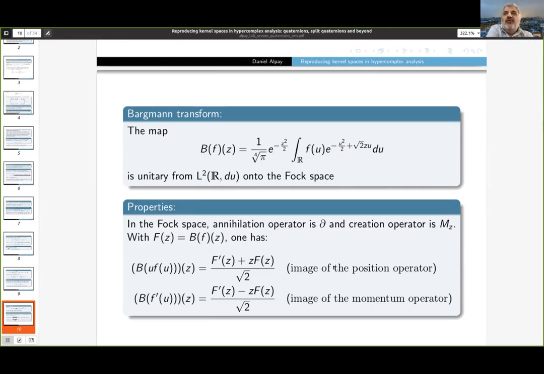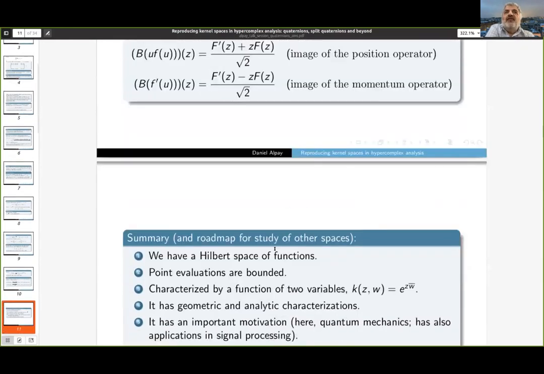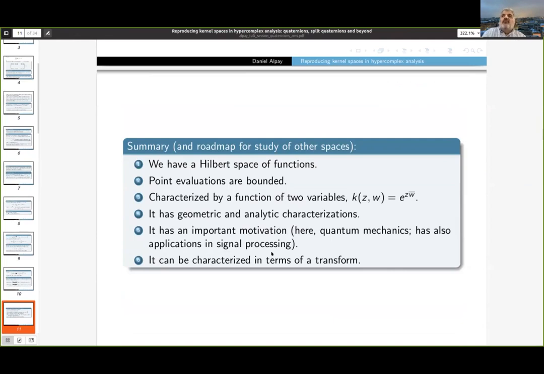Why do I mention all this? Here you have the connection between the position operator and the momentum operator in the L2 setting in quantum mechanics, and their image in the Fock space. Because it gives you a kind of roadmap when you want to study a reproducing kernel Hilbert space, be it in the quaternionic setting or in the classical Hilbert space setting.